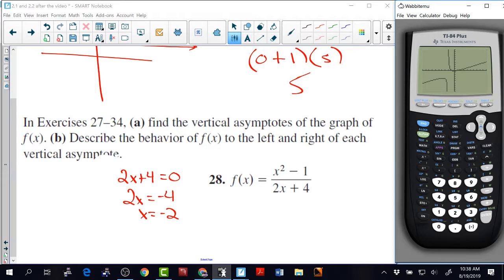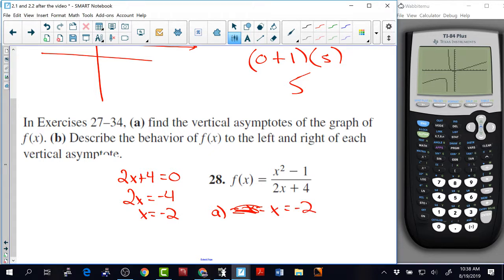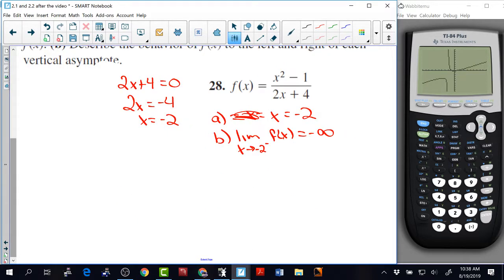So to answer this question, we use limits. So A, find the vertical asymptote. I already knew that. x equals negative 2. And part B, we say that the limit as x approaches negative 2 from the left of f of x is equal to negative infinity. So on the left side, negative infinity, and on the right side, positive infinity. Limit as x approaches negative 2 from the right is going up to positive infinity.